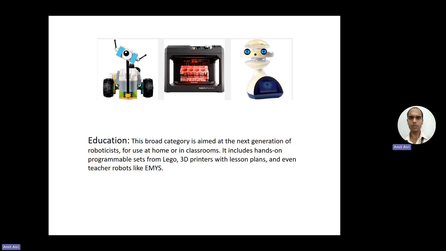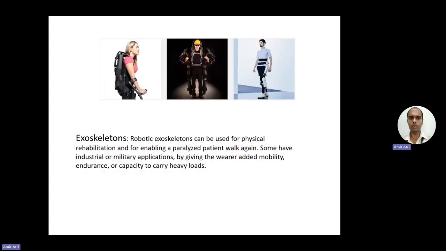The next category is exoskeleton, the wearable part. From the medical point of view, they find a very big application, like when a patient is not able to move or not able to walk due to some type of injury or paralysis. After wearing this type of exoskeleton, the patient can walk. Similarly, the capability of the human being is increased after wearing these exoskeletons, so they can find applications in the industrial and military sector as well.